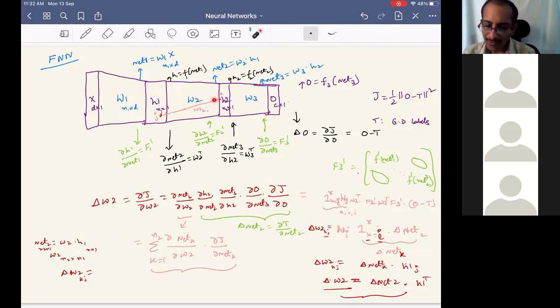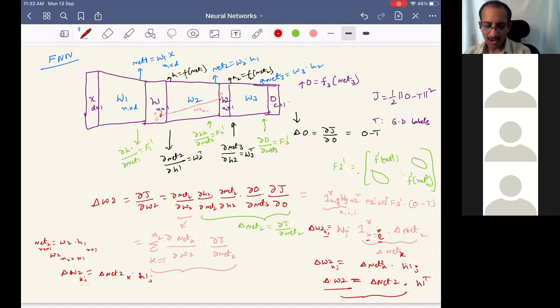So what is involved in writing it? Delta W_kj is the kth element of delta net 2, because this is the error at the rear end, multiplied by the input at the front end. So what is this? H1j. Is this correct or not? Yes, sir. Any element in this will be written by this.